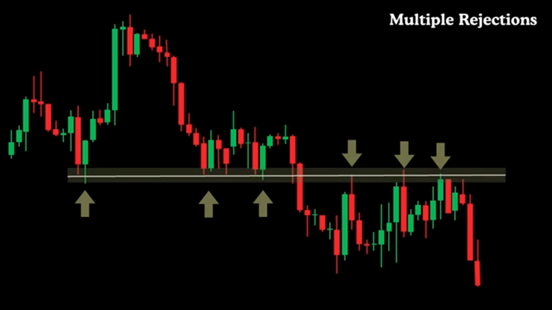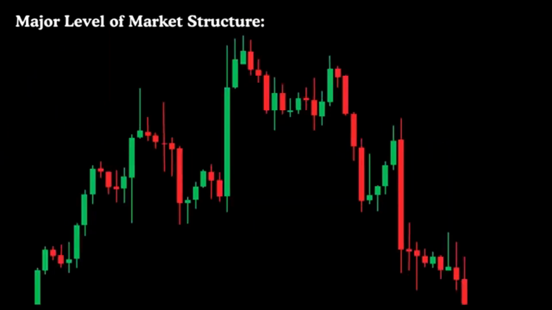Although repeated rejections can strengthen a level, they do not ensure it will hold indefinitely. When the market revisits such a level, we closely analyze the price action to gauge the reaction. If the intensity of the rejections fades over time, the likelihood of a breakout increases. On the other hand, if the level is retested and continues to hold, it establishes itself as a strong support zone.